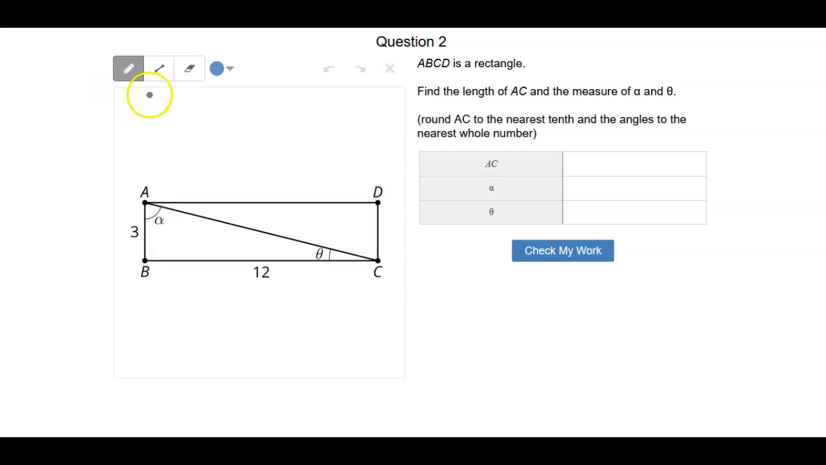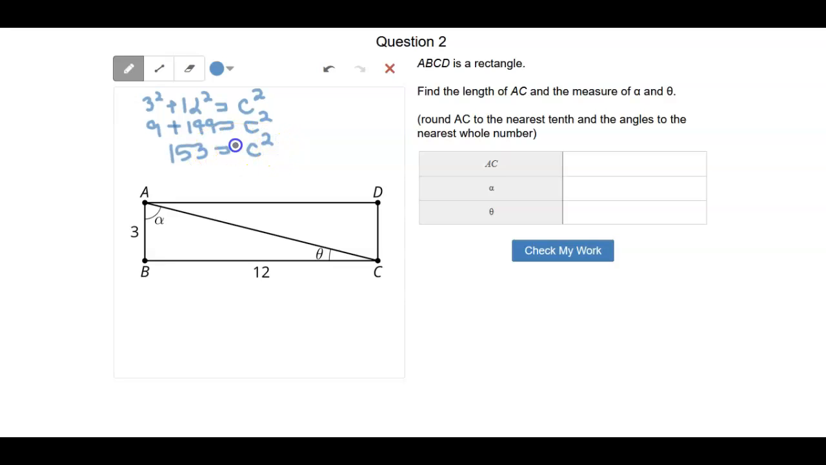So remember, Pythagorean theorem is just a squared plus b squared equals c squared. So 3 squared plus 12 squared is equal to c squared, or x squared, whatever you want to call it. We'll call it c squared. Okay, so 3 squared is 9, 12 squared is 144, and when we add those together, we get c squared. So 9 plus 144 is 153.